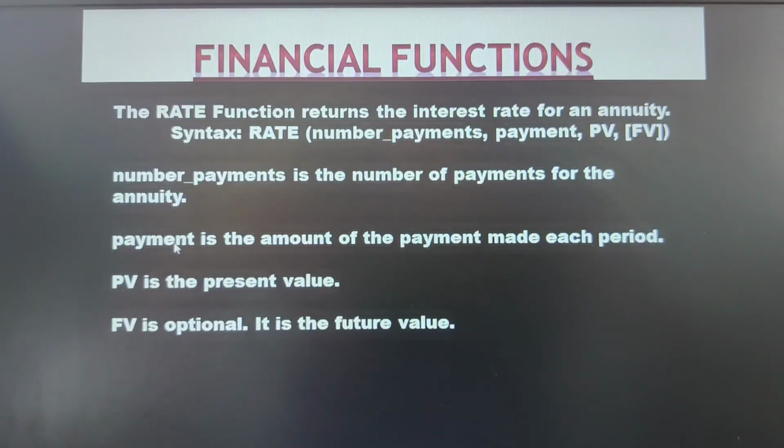Clear? Then what is a payment? Payment is the amount of the payment made each period. That means it is the amount that you have to pay. Like 550, I said, every month 550 you need to pay to the bank. That is the payment. PV stands for present value. That's your principal amount or the loan amount, as I said. FV stands for your future value. Clear? This is the formula to calculate the rate function.